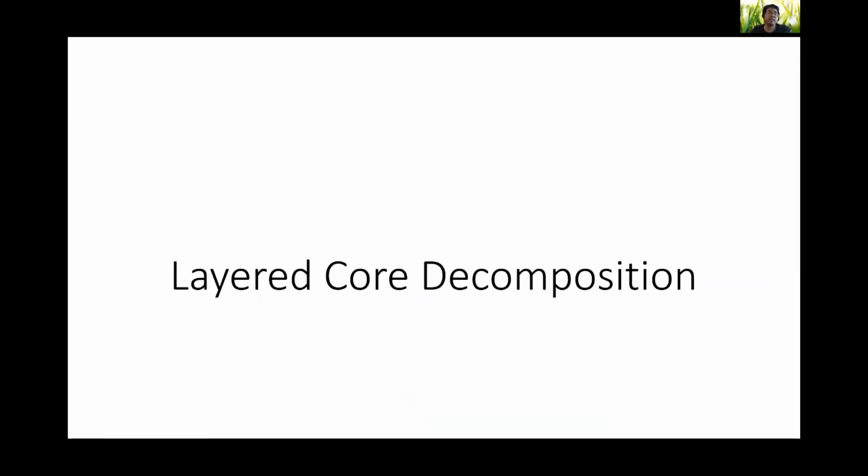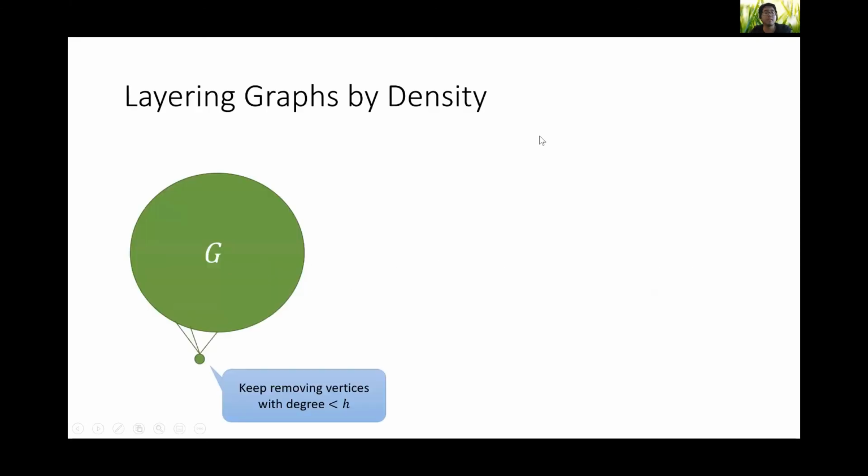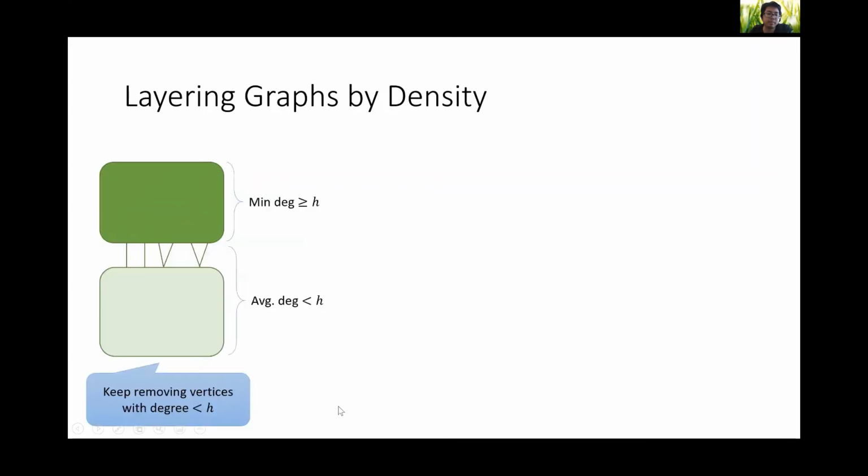To remove this, it brings us to the layer decomposition. Imagine that you have a graph and you want to do a layering of the graph by density. So let's say that you keep removing vertices with degree less than h. What you get is that the remaining part of the graph will have mean degree at least h by definition. You will also have that the average degree of the part that you remove will be less than h. That's very easy to prove.